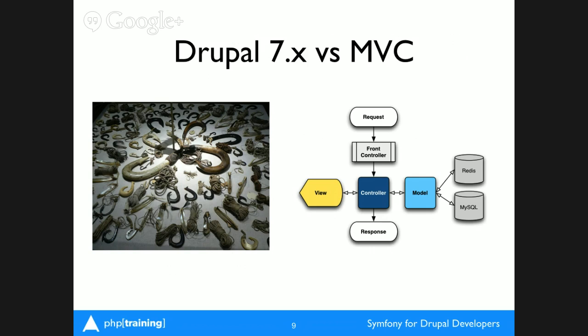And then it also takes that data from the model and sticks it into a view, which then renders it in a particular way, and then hands a response back, which goes back to the web server and back to the browser. So conceptually, it's fairly simple.